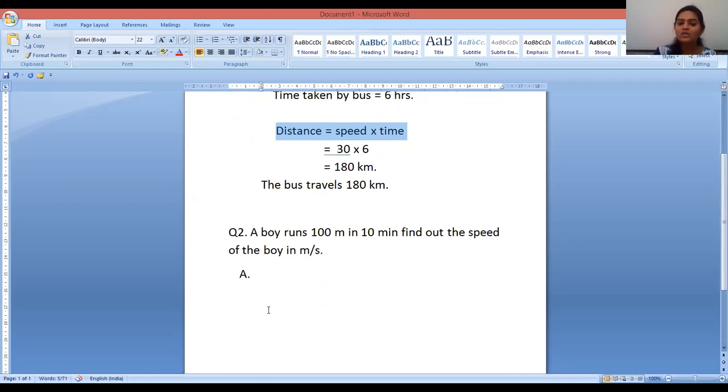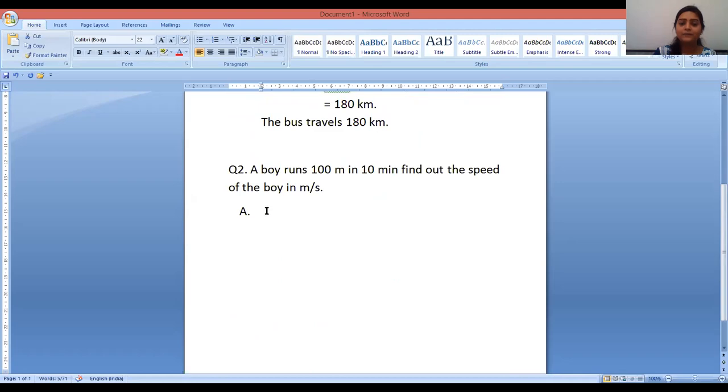Now let's go on to the next question, try to understand that. The next question is, a boy runs 100 meter in 10 minutes. Find out the speed of the boy in meter per second. So let's write down the statement once again. Distance covered by the boy. How much distance does the boy cover? The boy covers 100 meter.